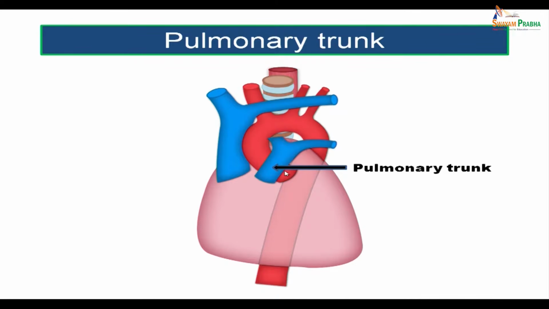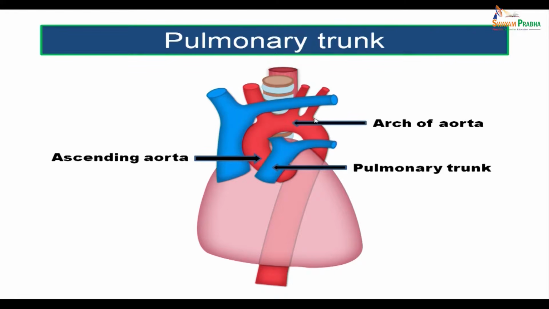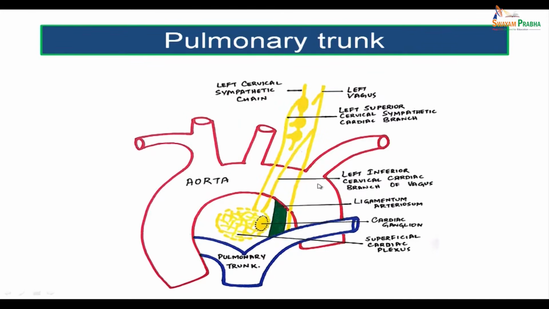So, this is the pulmonary trunk and this is the ascending aorta. This is the arch of aorta. Trachea lies above the pulmonary trunk, and the pulmonary trunk is connected by the ductus arteriosus in the fetal life, which becomes the ligamentum arteriosum in the adult life, with the arch of aorta. So, the proximal portion of the left pulmonary artery is connected to the arch of aorta distal to the origin of the left subclavian artery by a ligament which is called the ligamentum arteriosum.